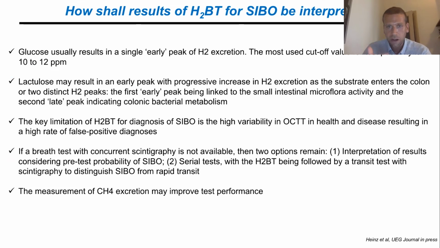For lactulose, typically, we have two distinct hydrogen peaks, where the first one is due to the small intestinal microflora activity, while the second, late peak indicates the colonic bacterial metabolism. As you may imagine, the key limitation of this test is the high variability of the orocecal transit time, both in health and in disease, resulting in a high rate of false positive diagnoses. That's why the identification of the ideal patient and of a moderate to high pretest probability can allow us to reduce the number of false positive patients.